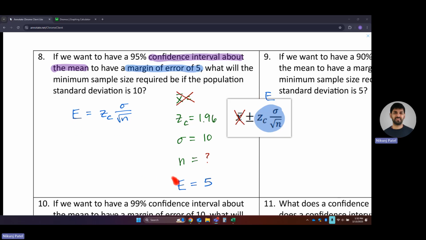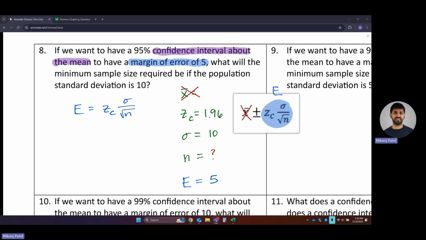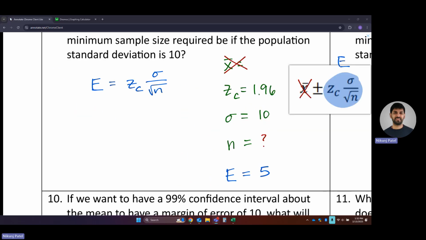So now what I'm going to do is I'm going to take these items and place them where they need to go. So the error here would be 5 instead of E, because it tells us the margin of error, they want it to be a 5. Then 1.96, 10 divided by square root of n.